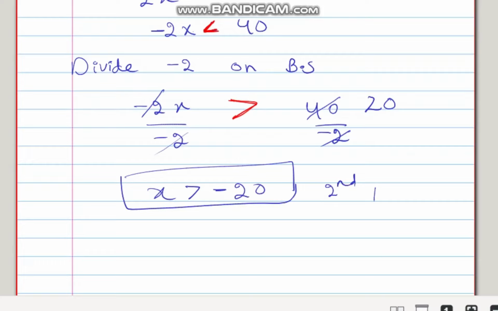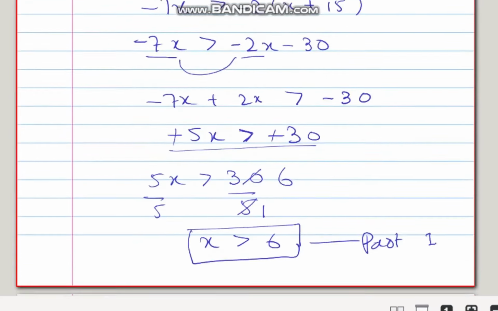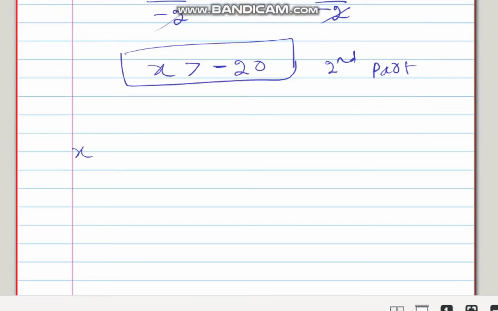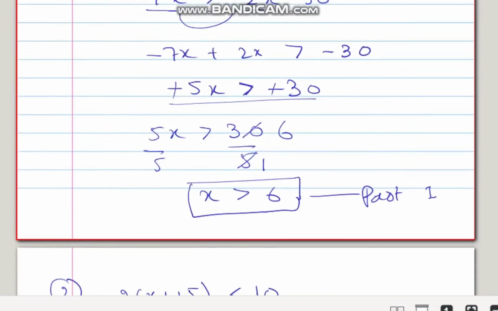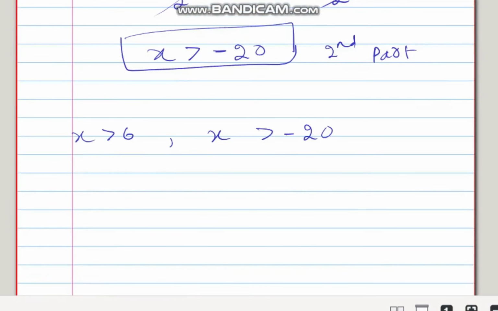Now please combine the first and second part. How can you do this? The first part is x greater than 6, and the second part is x greater than minus 20. Now this is a very important point again. Please note my point. Just write x here, and we can write this like this: x greater than 6, and x greater than minus 20. Okay, so let me check another question for you.